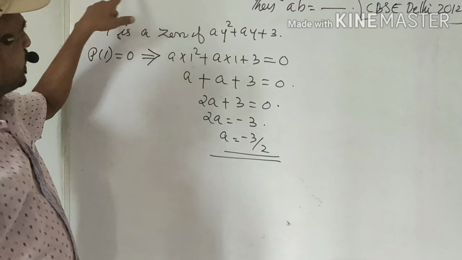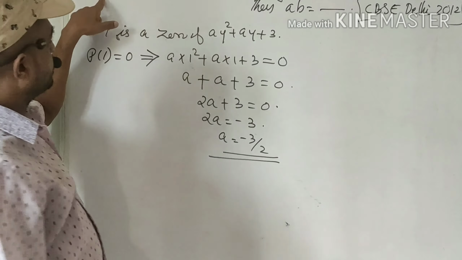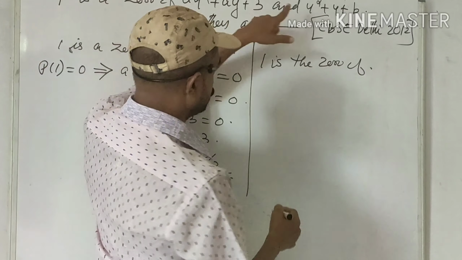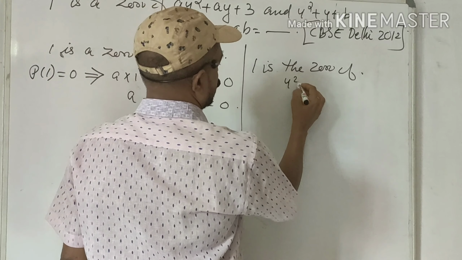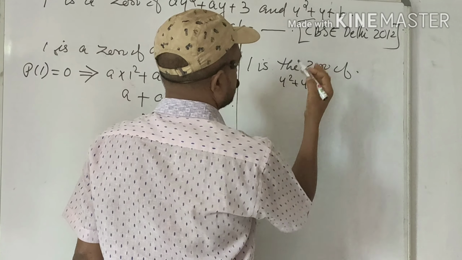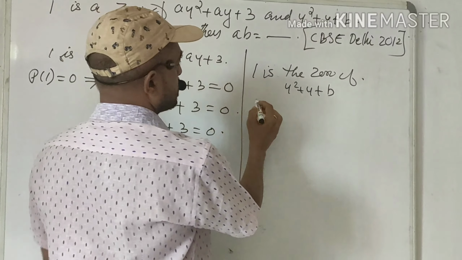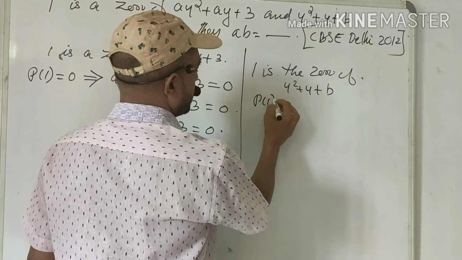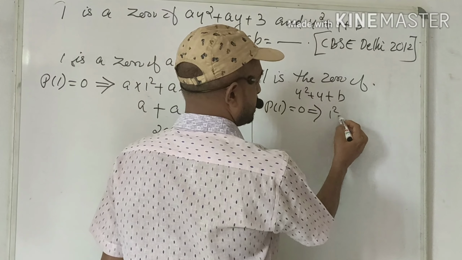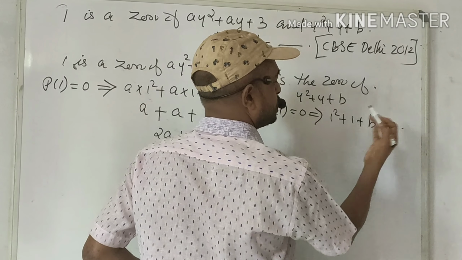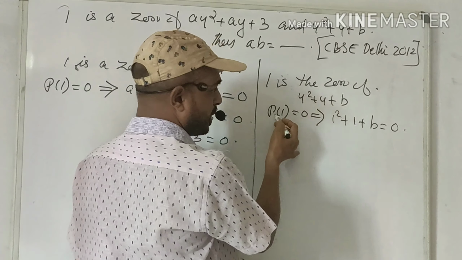And also we are given that 1 is the zero of this polynomial also, y square plus y plus b. Therefore, in this case also, p of 1 is equal to 0. So how will you obtain P of 1 for this polynomial? P of 1 is obtained by simply substituting the variable y equal to 1. That is 1 square plus 1 plus b equal to 0.